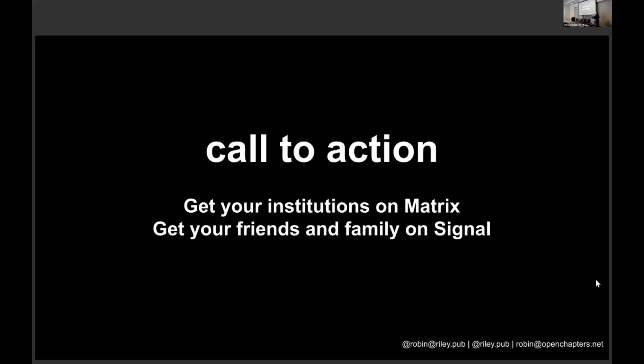With that, I will end with a call to action because at the end of the day, I am an activist and not an academic. Please get your organizations and your institutions to use Matrix. Look at the client called Element. The most popular client is called Element. It's very friendly, easy to use, and get your friends and family to use Signal.